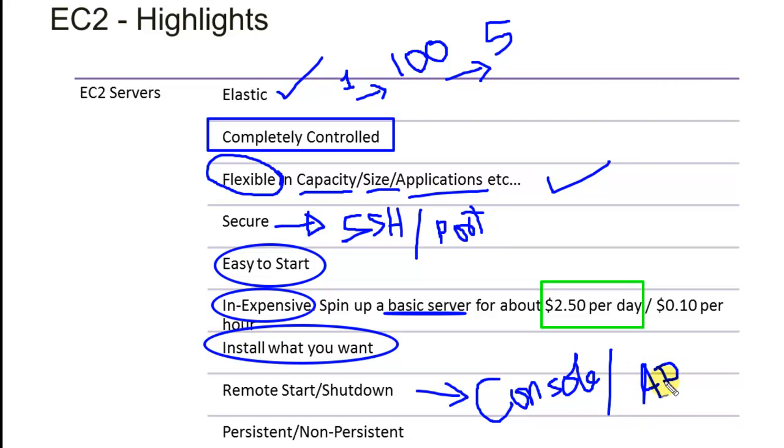You can write a program which says that if the load on the server is like this and this, please increase or decrease this, please shut down the server. So all of those things, remote shutdown and startup, are very much possible. These come in a persistent and non-persistent way. We'll talk about this a little later, but let us understand that non-persistent means that if you shut down the server, all the data is lost. If you shut down the server in a persistent way, the data is not lost and you can restart the server again. So depending on what configuration you want, you can do that as well.